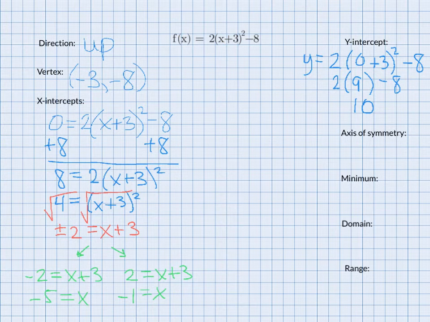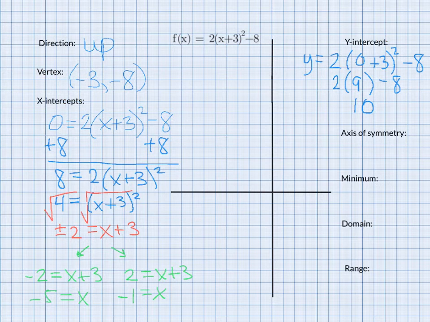The axis of symmetry, once it's graphed, will be a little bit easier to see. So some of you may choose to graph at this point. In fact, the problems in the book have you doing the direction, vertex, x and y intercepts, and then graphing it. From here, you really could graph. So let's actually go into the graph right now.